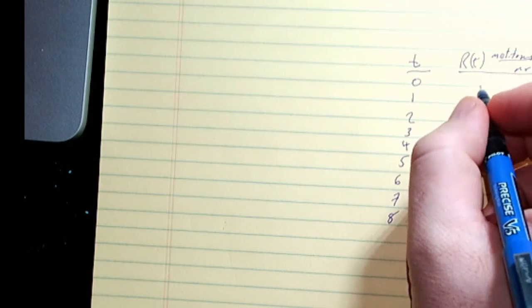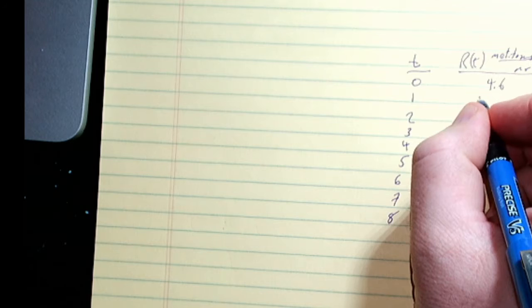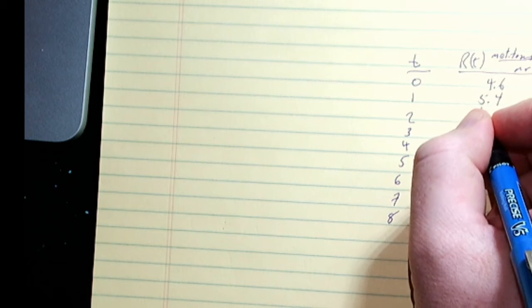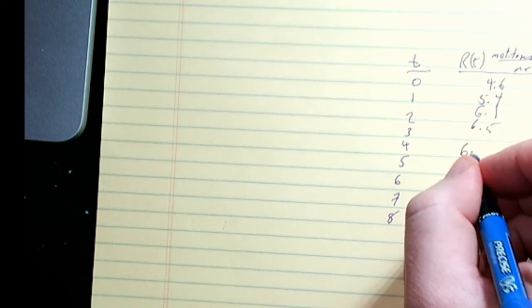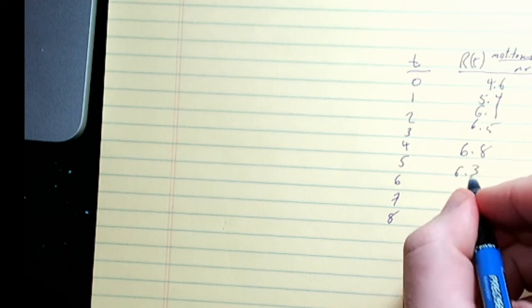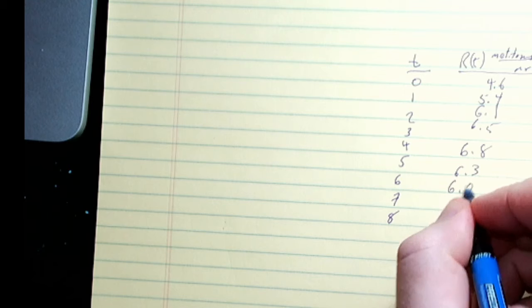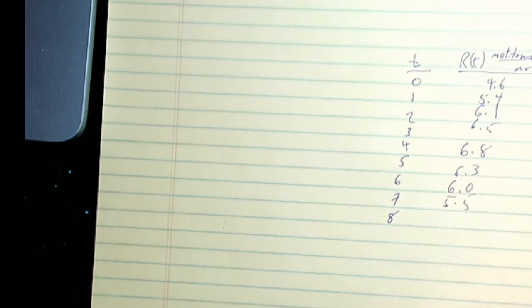And we're given that at 0, it's 4.6. At 1, it's 5.4. At 2, it's 6.1. At 3, it's 6.5. At 4, it's 6.8. At 5, it's 6.3. At 6 it's 6.0, at 7 it's 5.5, and at 8 it's 4.8.